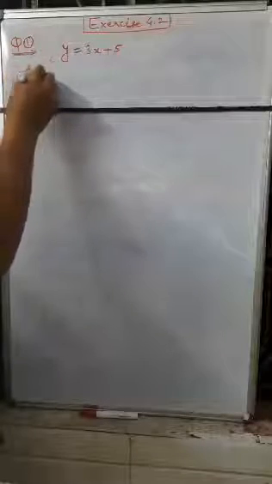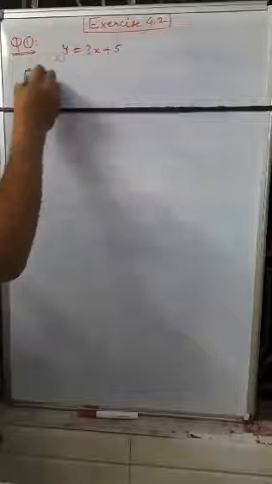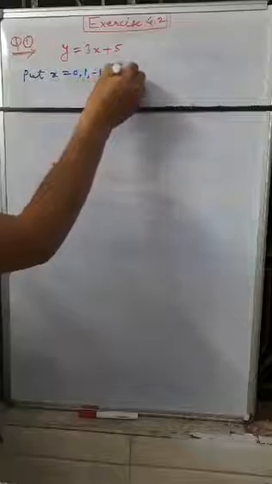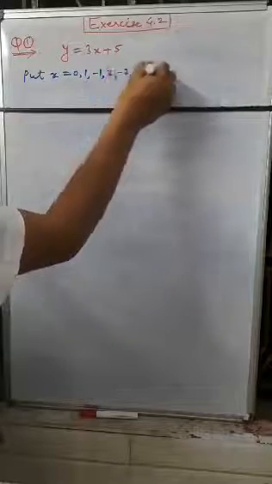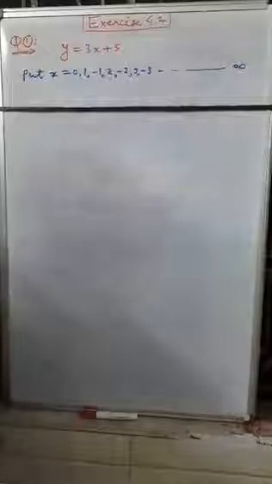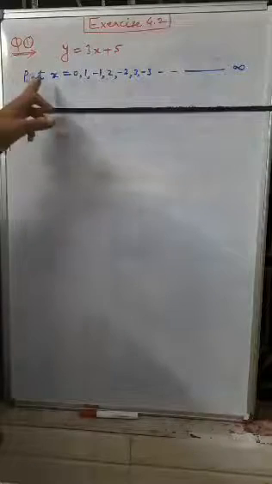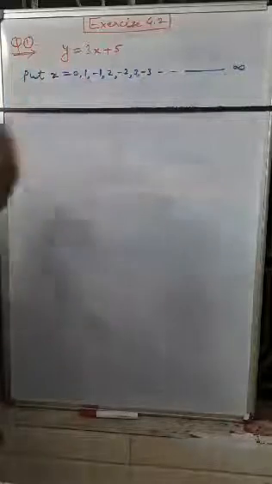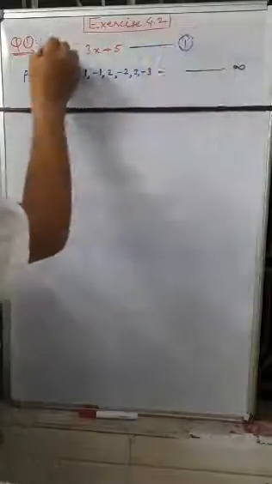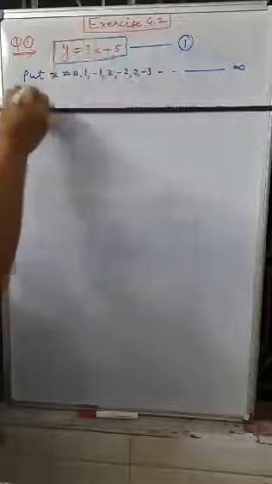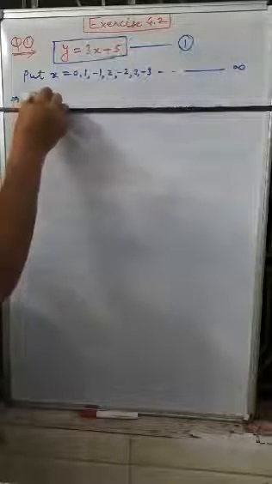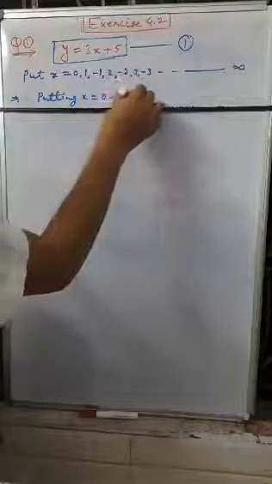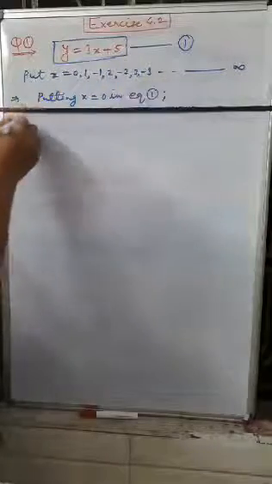How to solve this question? Put x is equal to 0, 1, minus 1, 2, minus 2, 3, minus 3, and so on, infinitely many values are possible. So you can take values of x and put them step by step in the equation. It is equation number 1 we can assume. So first we put x is equal to 0 in equation 1. Now we are putting the value.